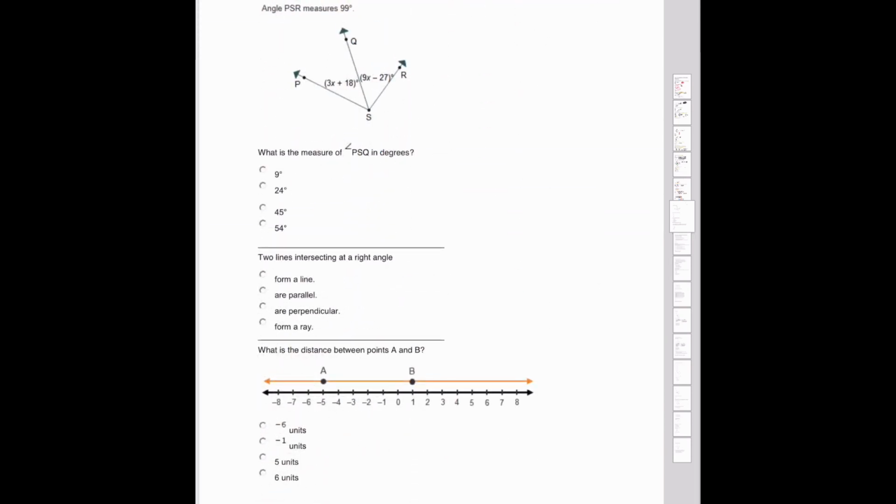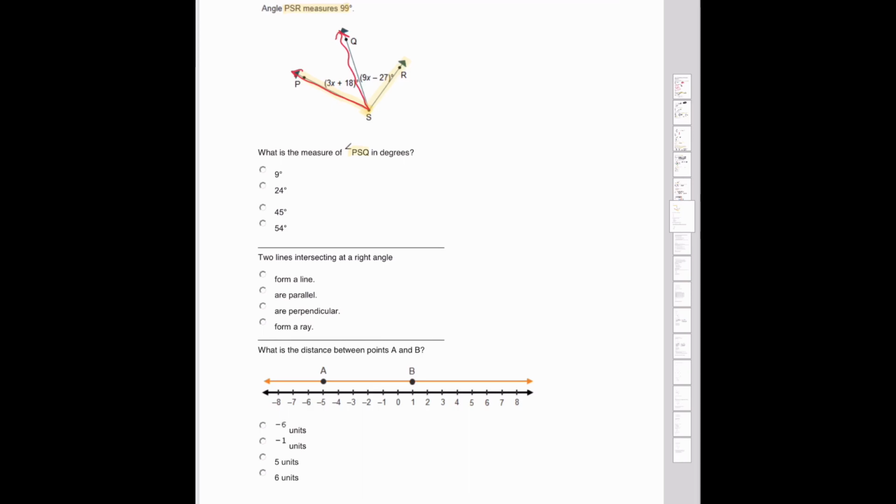Now we're going to review this next question. This next question tells us that angle PSR measures 99 degrees. Here's angle PSR. That entire angle is equal to 99 degrees. We're being asked to identify the measure of angle PSQ. PSQ can be identified as this angle right here.